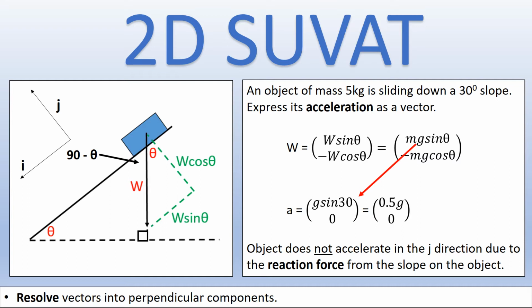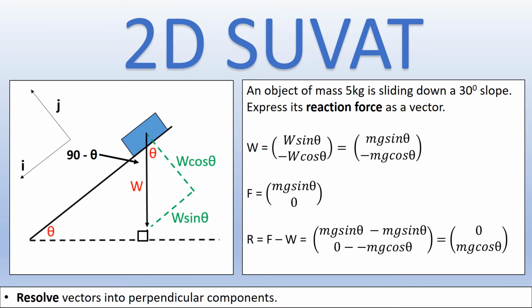The reaction force we can see has just appeared on the diagram. I've labeled it R. Reaction forces always act perpendicular to contact surfaces, which is in the J direction there. It would have no component in the I direction, which is why I didn't have to factor it into the acceleration vector.